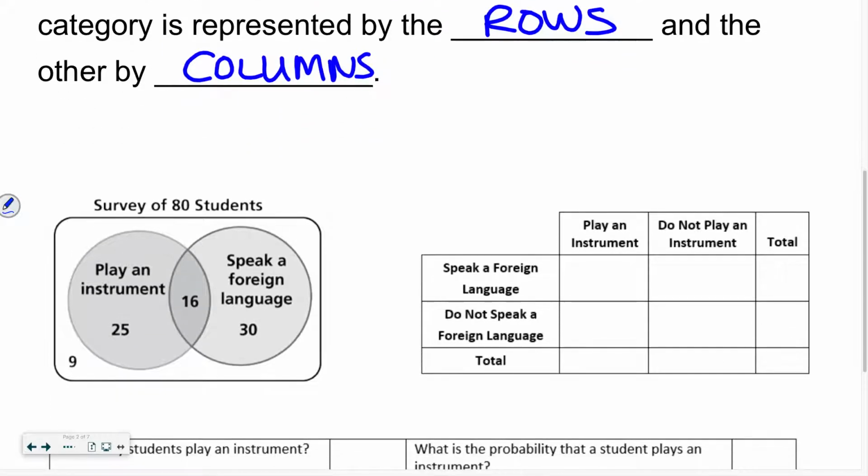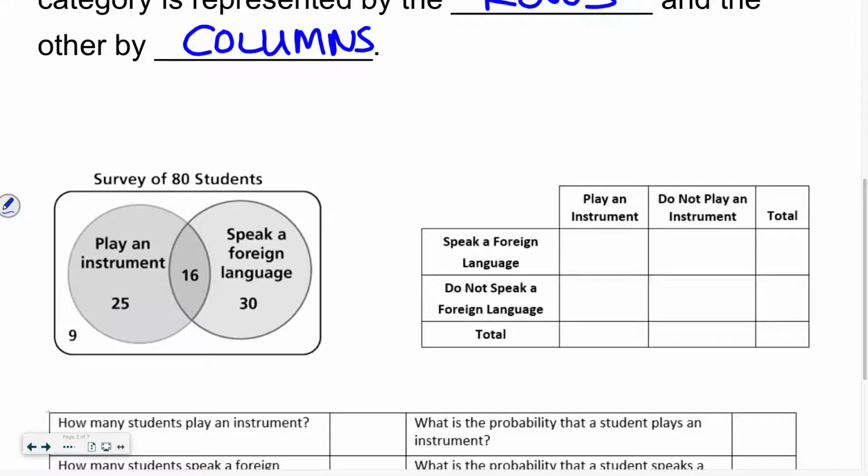So I've got that image underneath of the Venn diagram there. Just look over all the information that's here. We're surveying 80 students, and this big rectangle is the whole sample space. It's all 80 students. We're talking about students who play an instrument and students who speak a foreign language. There are some students in the middle who do both, and this little 9 on the outside, those are students who do neither.